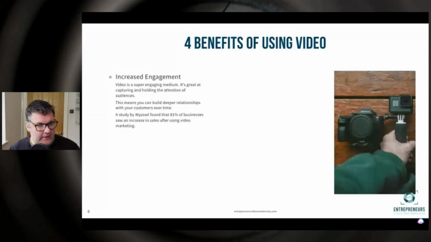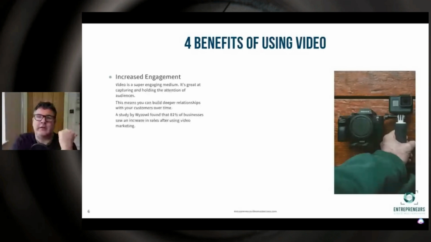It's great at capturing, like I said, capturing the attention, but it ultimately means that you're building a deeper relationship with your audience over time. People are choosing to spend time with you. Because you can see me. I mean, I can't see you, but I'm visualizing your lovely faces.